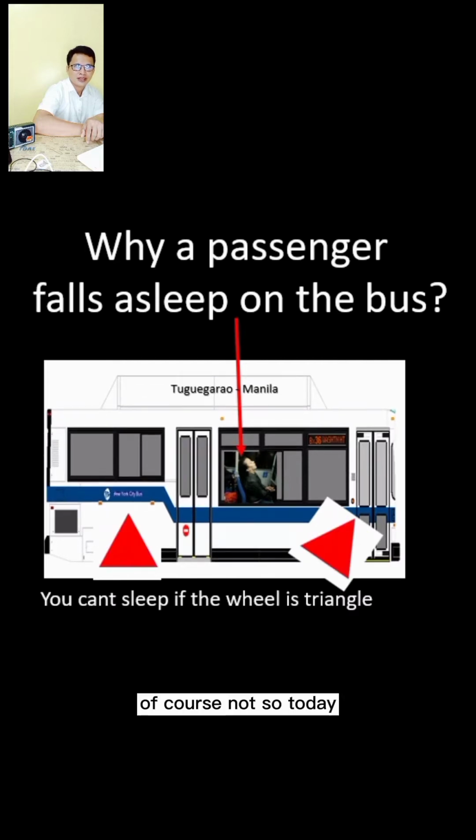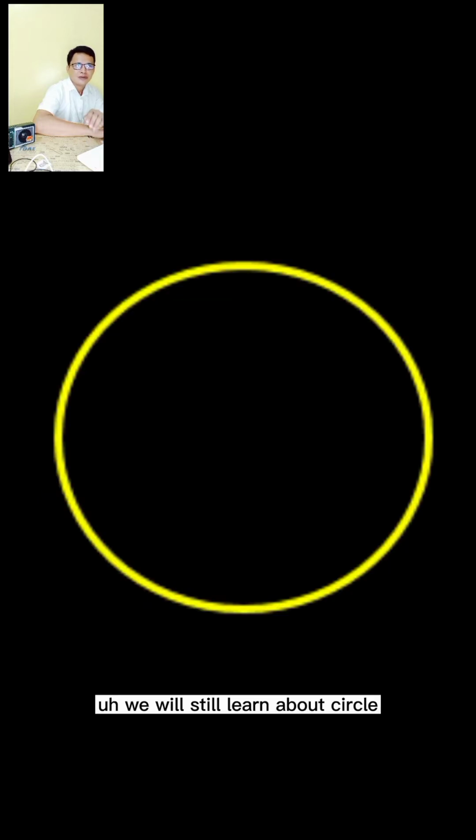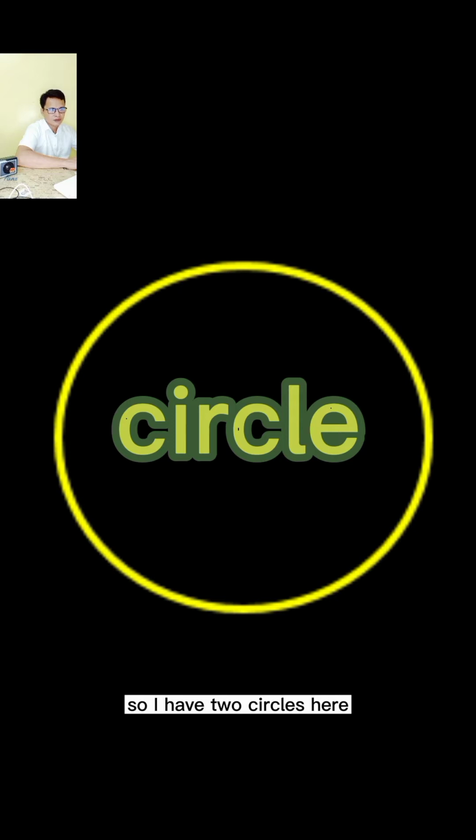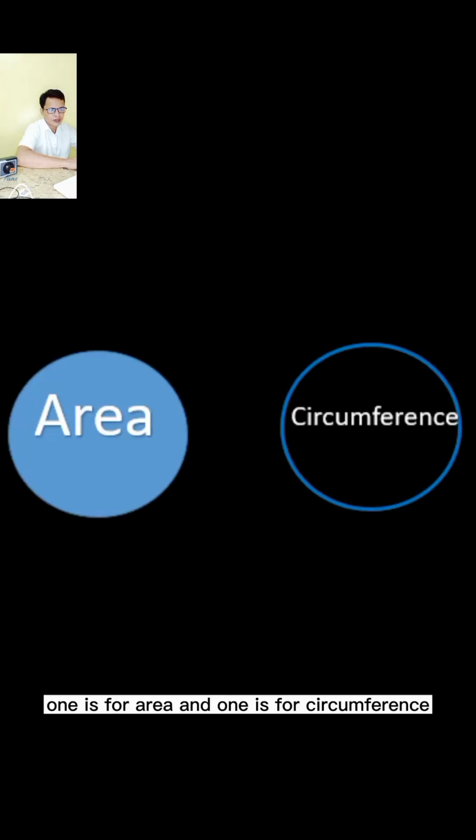Of course not. So today class, we will still learn about the circle, but this time it's different because we will measure the area and perimeter or circumference of the circle. So I have two circles here. One is for area and one is for circumference or perimeter.